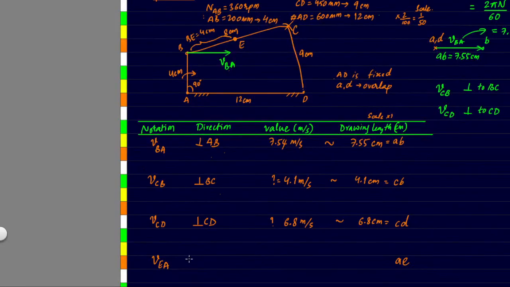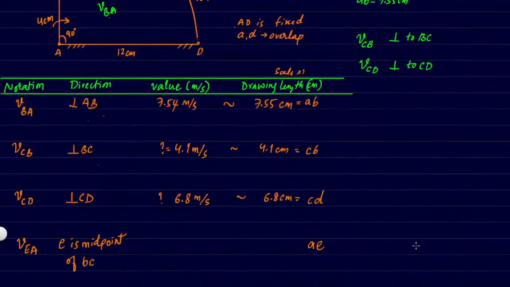Small point e is the midpoint of small bc. This is how we will get the point E in the velocity diagram. Once we get the point E in the velocity diagram, we will have to join the line AE and measure it to get the velocity of E with respect to A. That is the drawing length. So let's go ahead and do that.